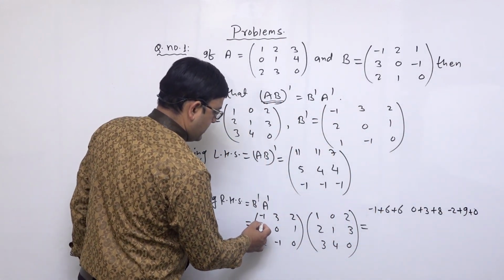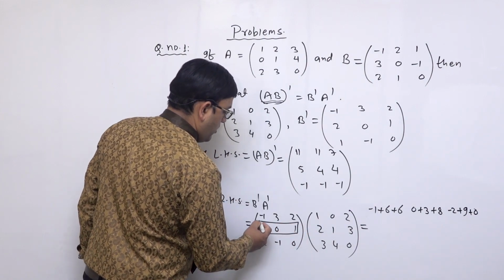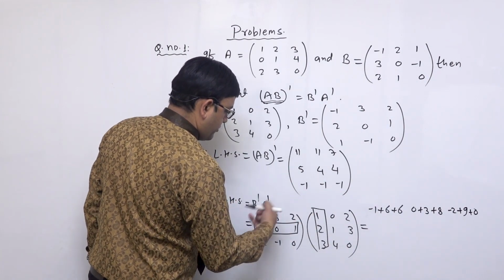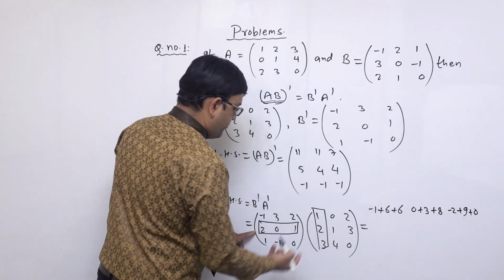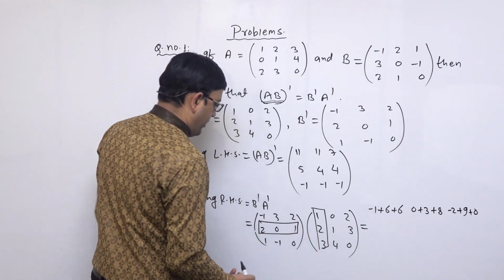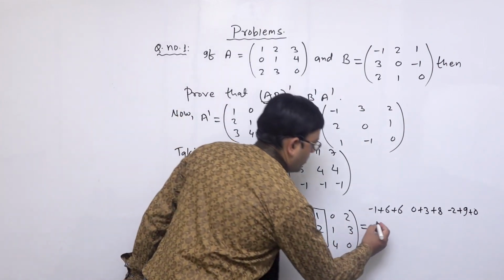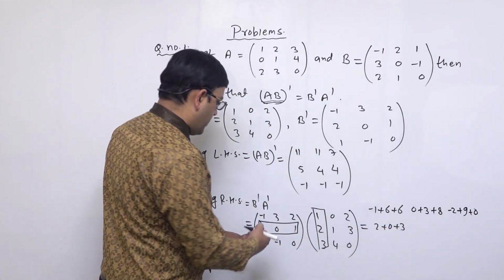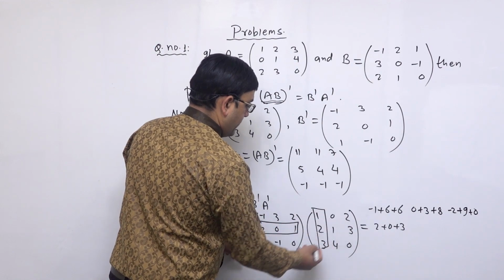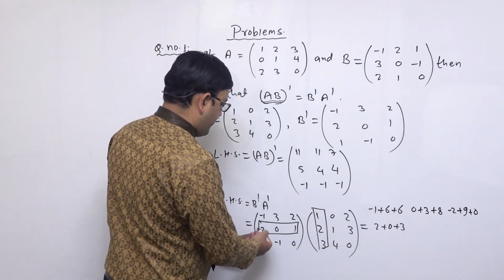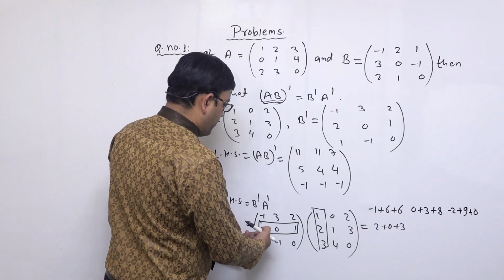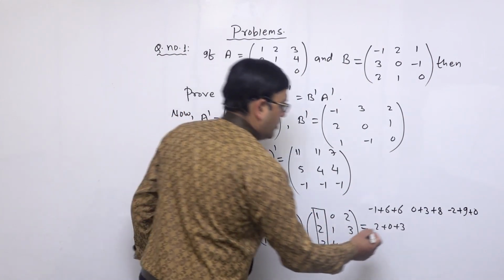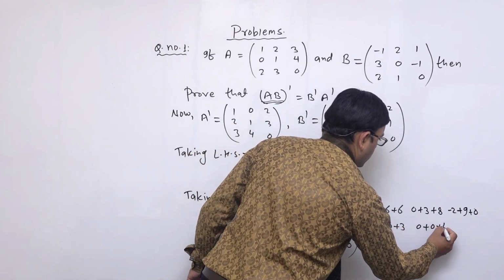Now the second row multiplies with the first column first. So 2 times 1 is 2, plus 0 times 2 is 0, plus 3 times 1 is 3. So 2 plus 0 plus 3. Similarly, for the second one, the second column, we multiply: 2 times 0 is 0, 0 times 1 is also 0, 1 times 4 is 4. So 0 plus 0 plus 4.